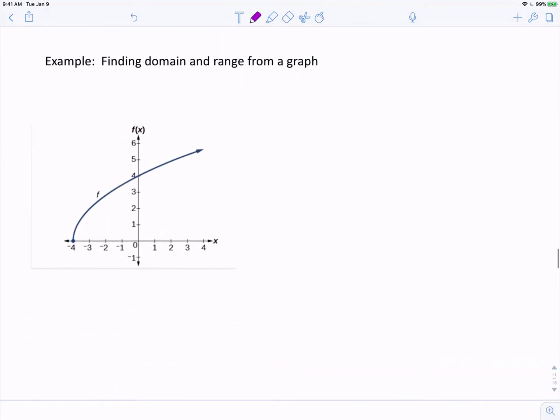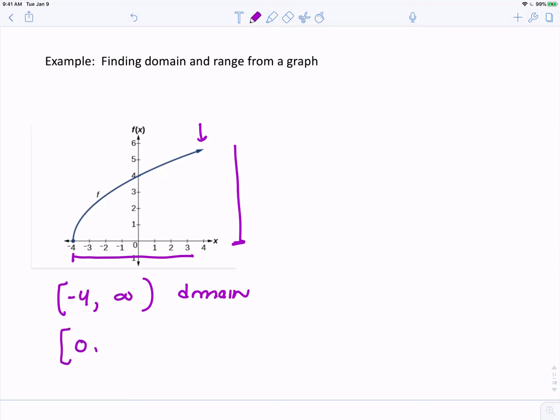One last example. Finding the domain and range. Again, domain horizontally. Now notice it starts at negative 4, but then this arrow indicates it keeps on going, meaning it goes to infinity. So the domain would be from negative 4 to infinity. And now let's do the same thing for the range. So for the range, remember we're looking vertically. We can see it starts at 0, but it keeps on going. And so this would be the range of that function.